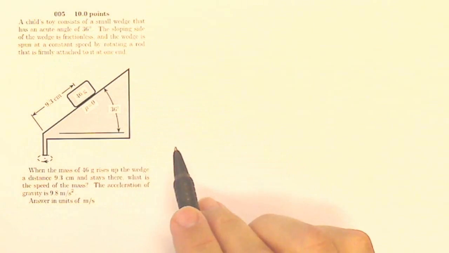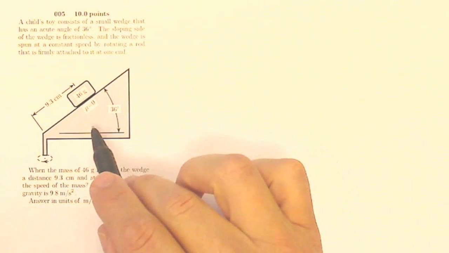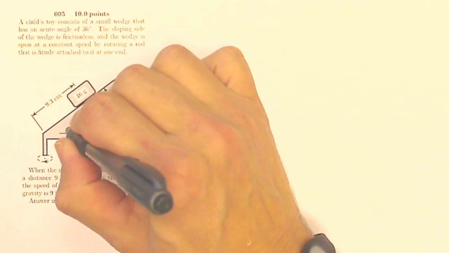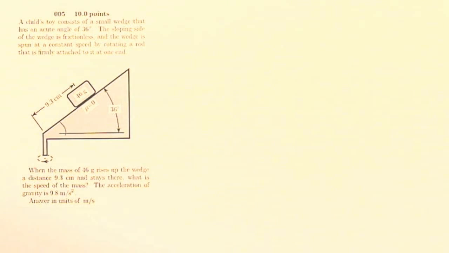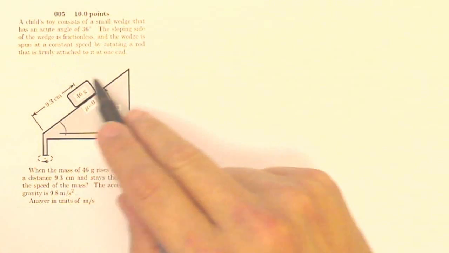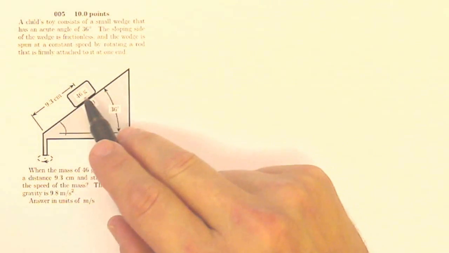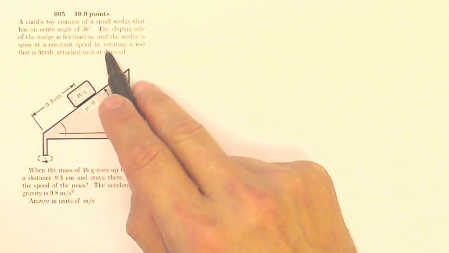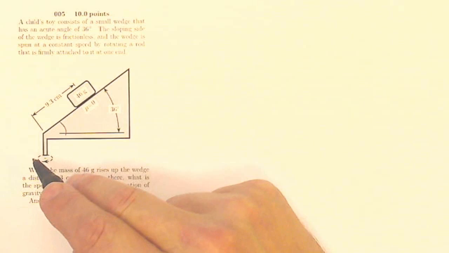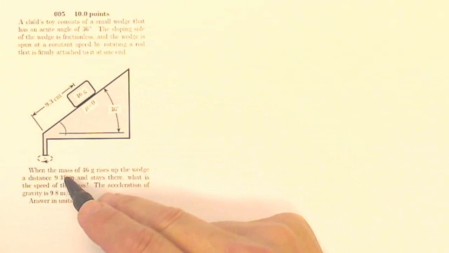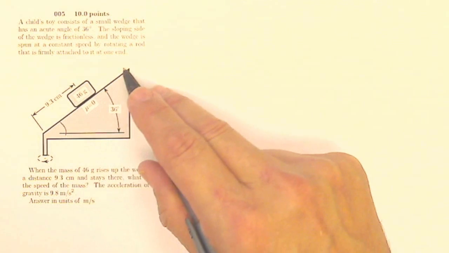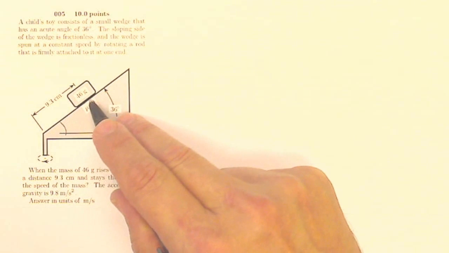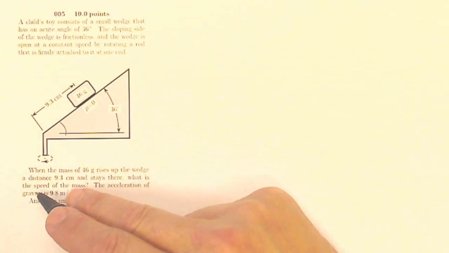A child's toy consists of a small wedge that has an acute angle of 36 degrees. So this angle here is 36 degrees. The sloping side of the wedge is frictionless, and the wedge is spun at a constant speed by rotating a rod that is firmly attached at one end. When a mass of 46 grams rises up the wedge a distance of 9.3 centimeters and stays there, what is the speed of the mass? The acceleration of gravity is 9.8.